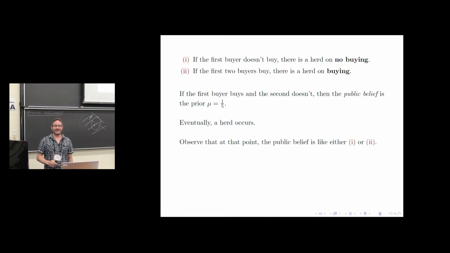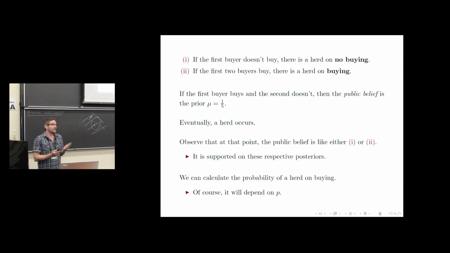Now, at this point, when there's a herd, the public belief is going to be either the belief of starting at 1/5 and not buying, and it's going to stay there, or it's going to be on 2 buy, what happens when 2 people get the high signal, and it's going to stay there. Because there's no more learning, the public belief stays fixed at one of these 2 posterior beliefs. It's supported on these 2 respective beliefs.